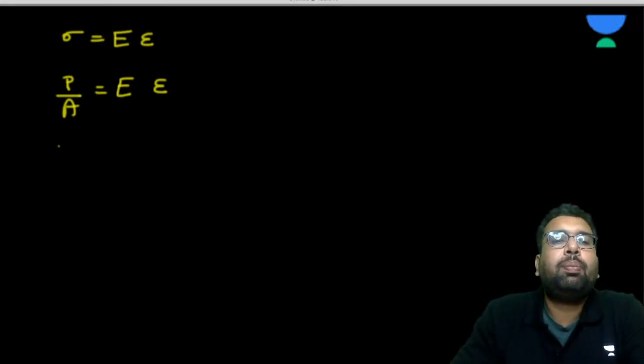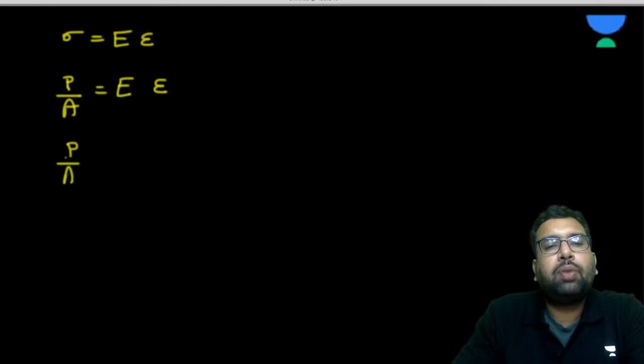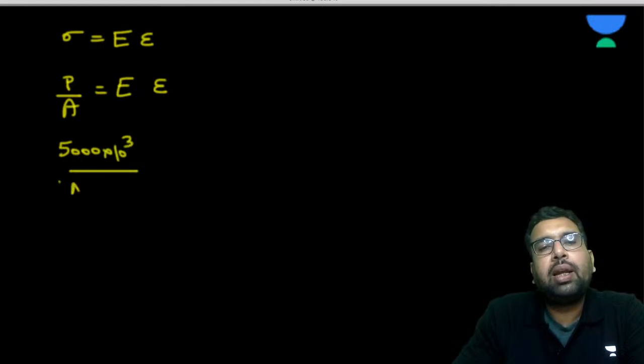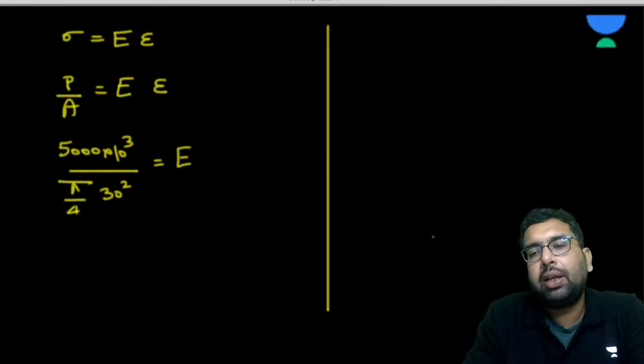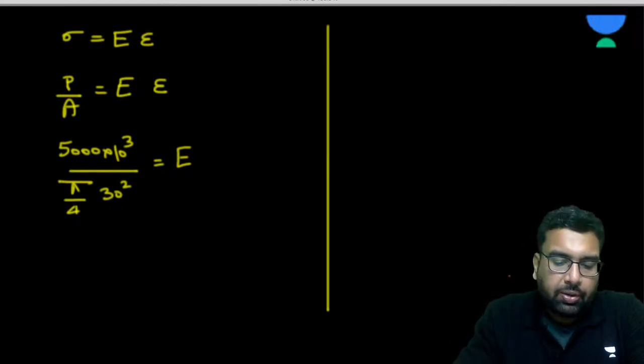So this is P upon A. So P is 5,000 kilonewton, so 10 to the power 3 divided by area, that is pi by 4 into 30 squared, into Young's modulus, which we need to find, and this we don't know. Okay, so now let's do one thing. So what is the information we have?